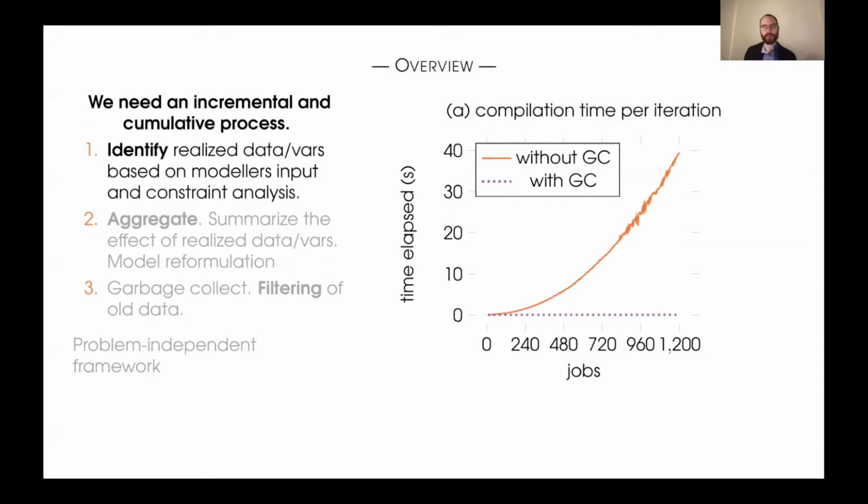What are the steps? Step one: identify realized data and variables based on the modeler's input in constraint analysis. This is the little problem-specific thing that needs to be there, but everything else is basically problem independent. Step two: aggregate, meaning we summarize the effect of realized data and variables. We do this via model reformulation. Step three: garbage collect. We filter out all data that's left over and not used anymore after this aggregation. And as I mentioned, this is a problem-independent framework.